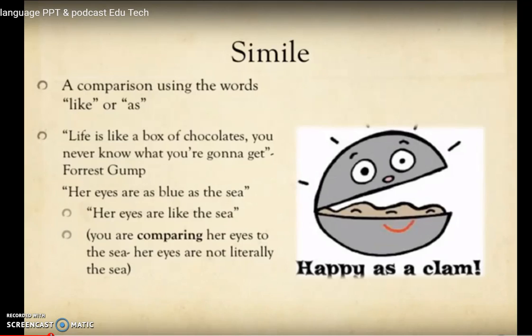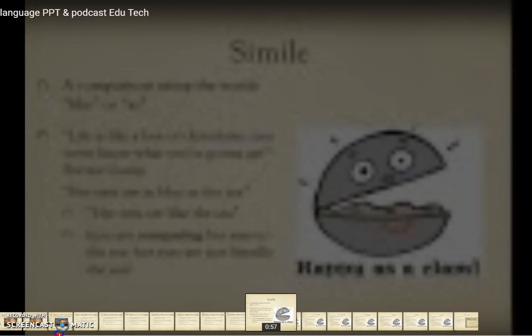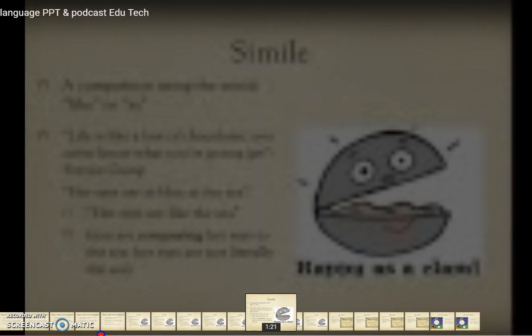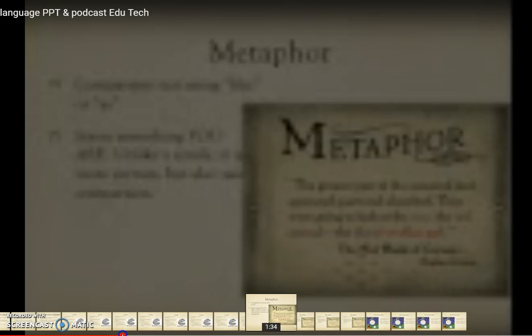Life is like a box of chocolates. You never know what you're gonna get, by Forrest Gump. He's using the word like to compare life to a box of chocolates. Some other examples are, her eyes are as blue as the sea, and her eyes are like the sea. Both are using like or as. You are comparing her eyes to the sea. Her eyes are not literally the sea. They're maybe comparing it by the color or that they're big. We're not real sure.